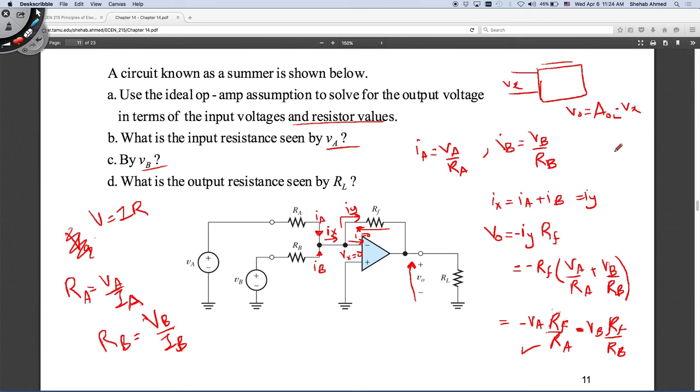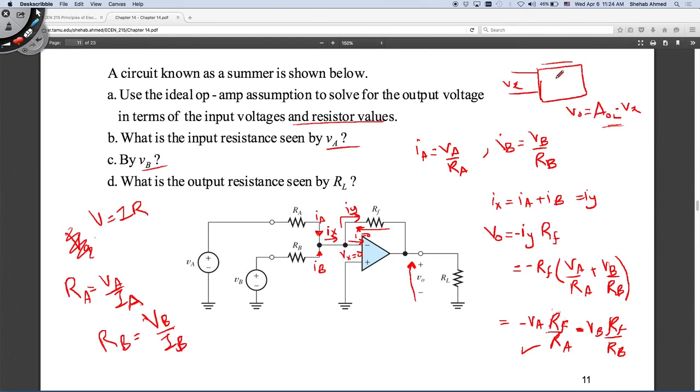Did this depend at all on any resistances? There is no dependence on the resistance at all, right? So since there is no dependence on the resistances, we said that the output impedance of this circuit is equal to 0, right? There is no output impedance to this circuit.